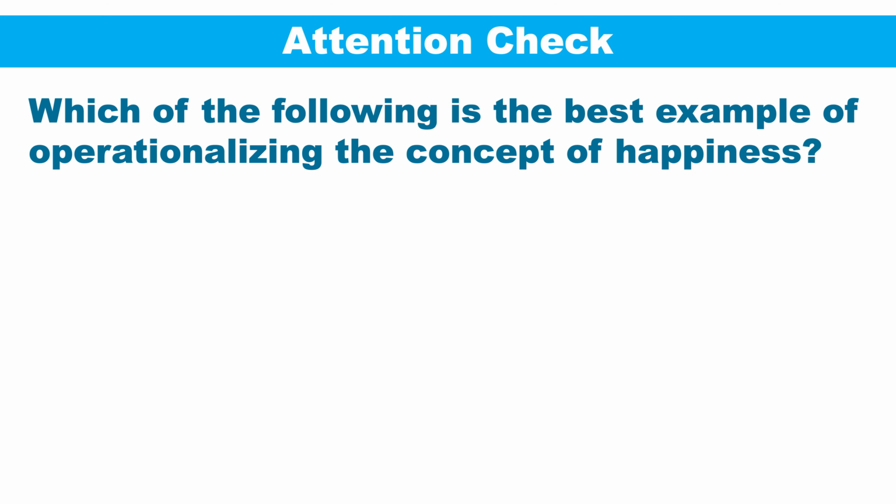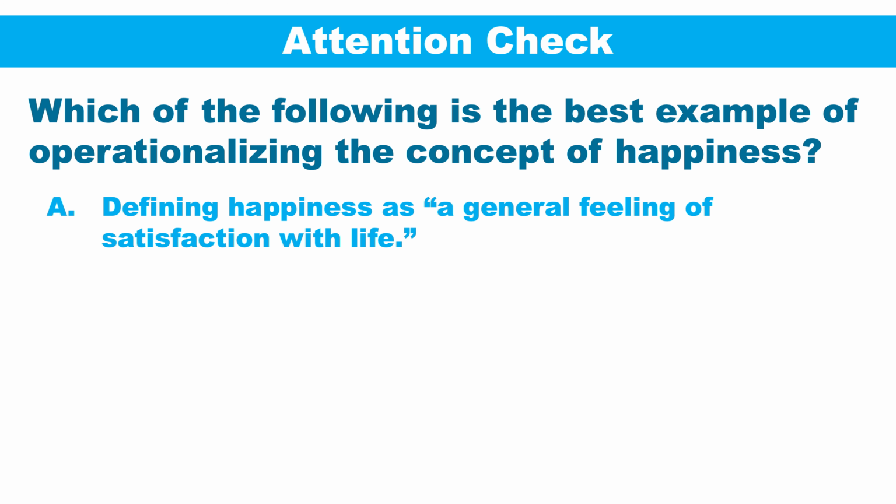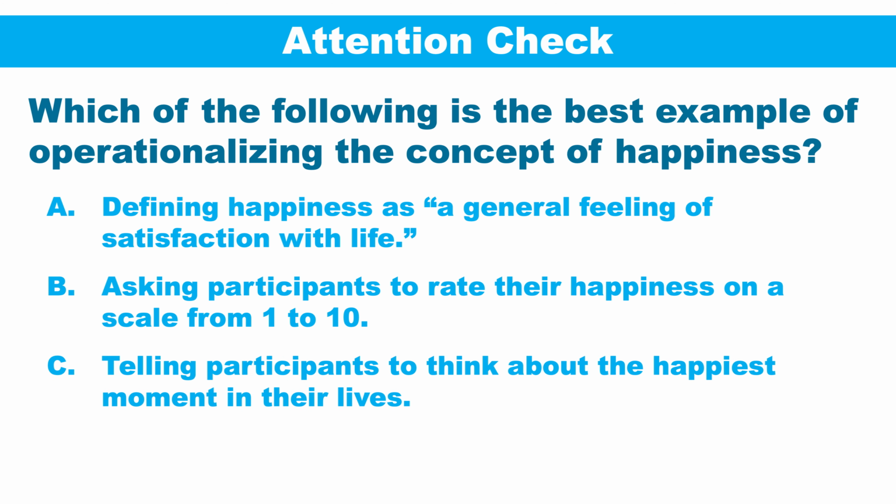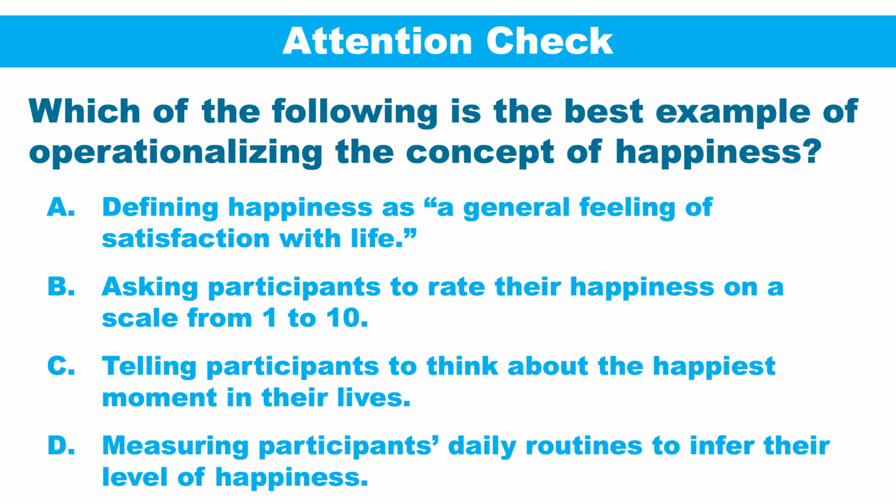Let's do another attention check. Which of the following is the best example of operationalizing the concept of happiness? A, defining happiness as a general feeling of satisfaction with life. B, asking participants to rate their happiness on a scale from 1 to 10. C, telling participants to think about the happiest moment of their lives. Or D, measuring participants' daily routines to infer their level of happiness.